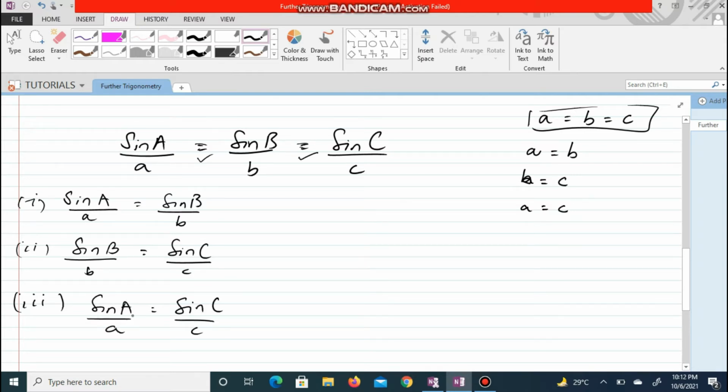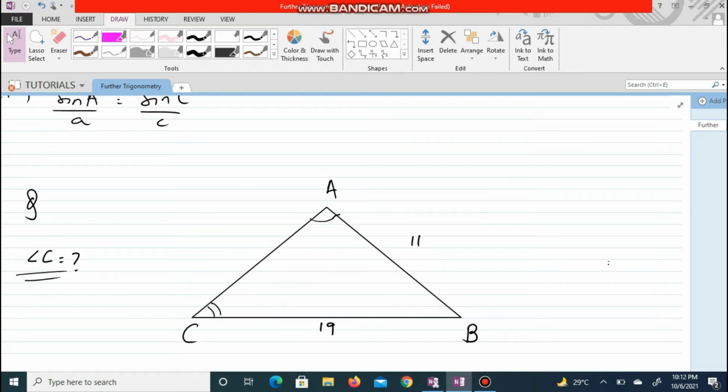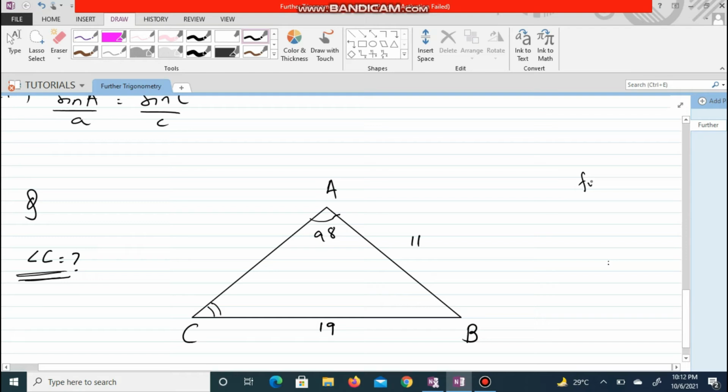Okay, I guess things at this point would still be pretty unclear, so I'll clear them up by solving an actual question. So here is the question. The first thing that you need to ask yourself is, is it a right angle or is it not a right angle triangle? So the question is this. Out of the question, we need to find angle C. That is what the question is asking us. Since it's not a right angle triangle, the question is definitely from further trig, and further trig is solved by sine law and cosine law.